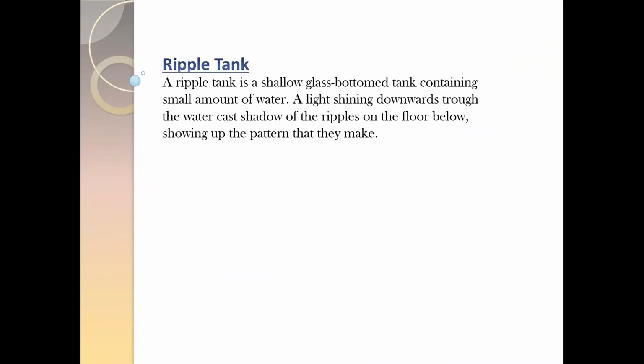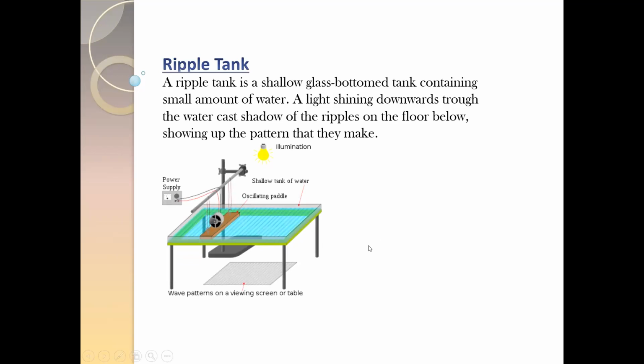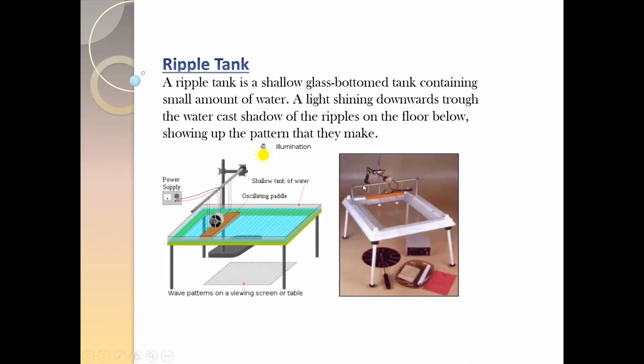Now today's topic is about the properties of the wave. To study the properties of the wave, we use a ripple tank. This is a tank. The base of this tank is made of glass, and this tank is filled with water. So what we do, we produce a wave. The water waves are produced by any source of vibration.